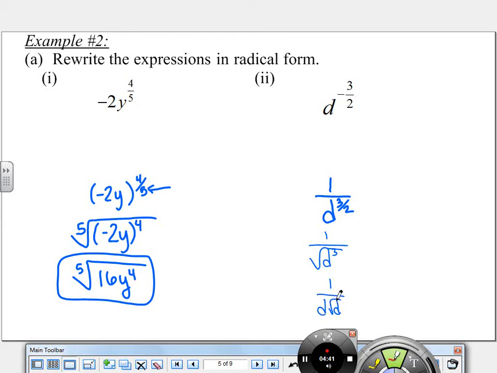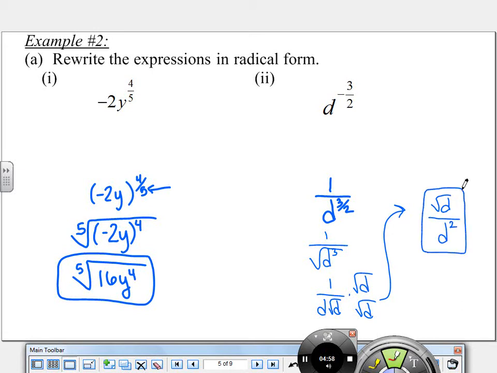We need to rationalize the denominator. So we will multiply by the square root of d, which will then give us the square root of d over d to the 2nd power. So there's what each of those would look like written in radical form.